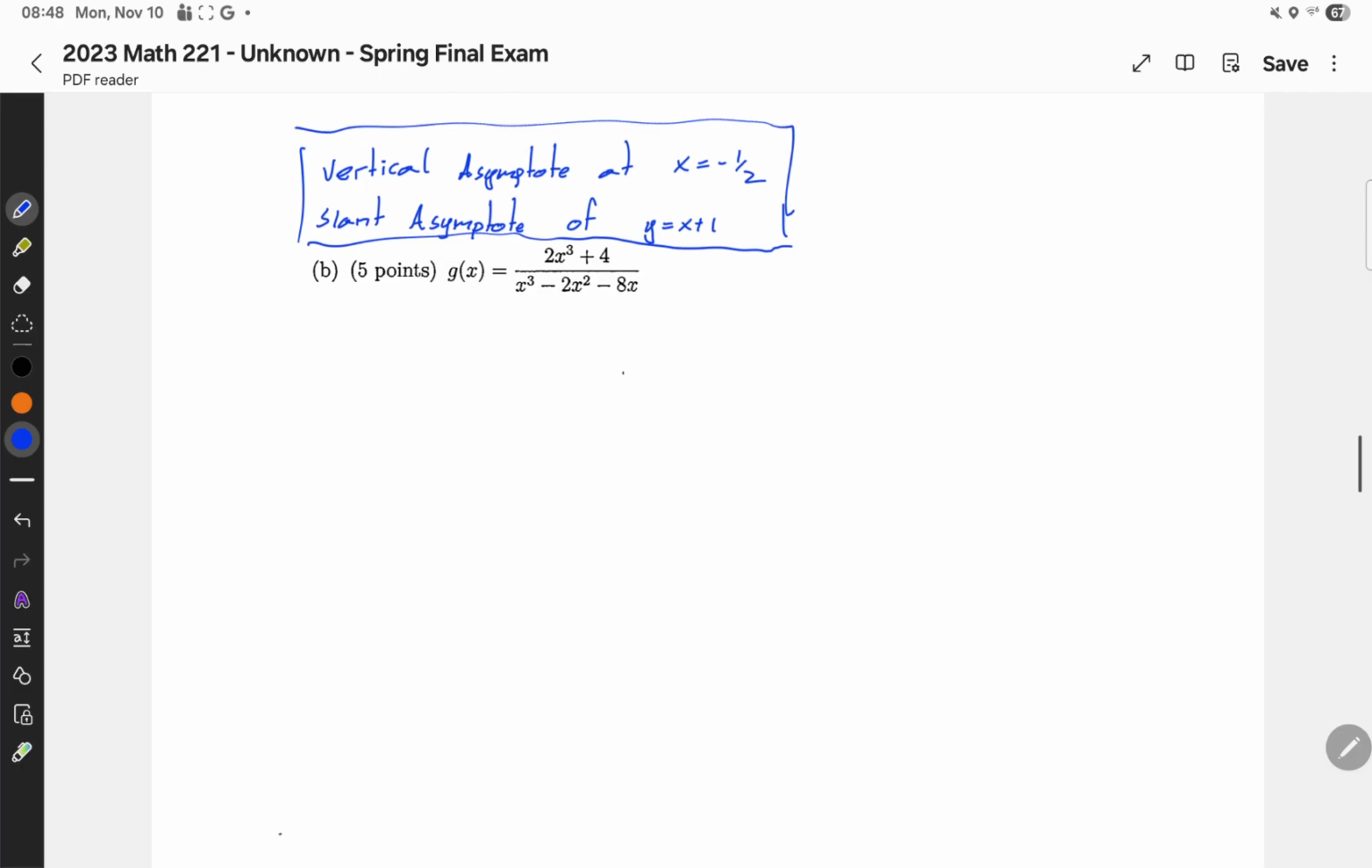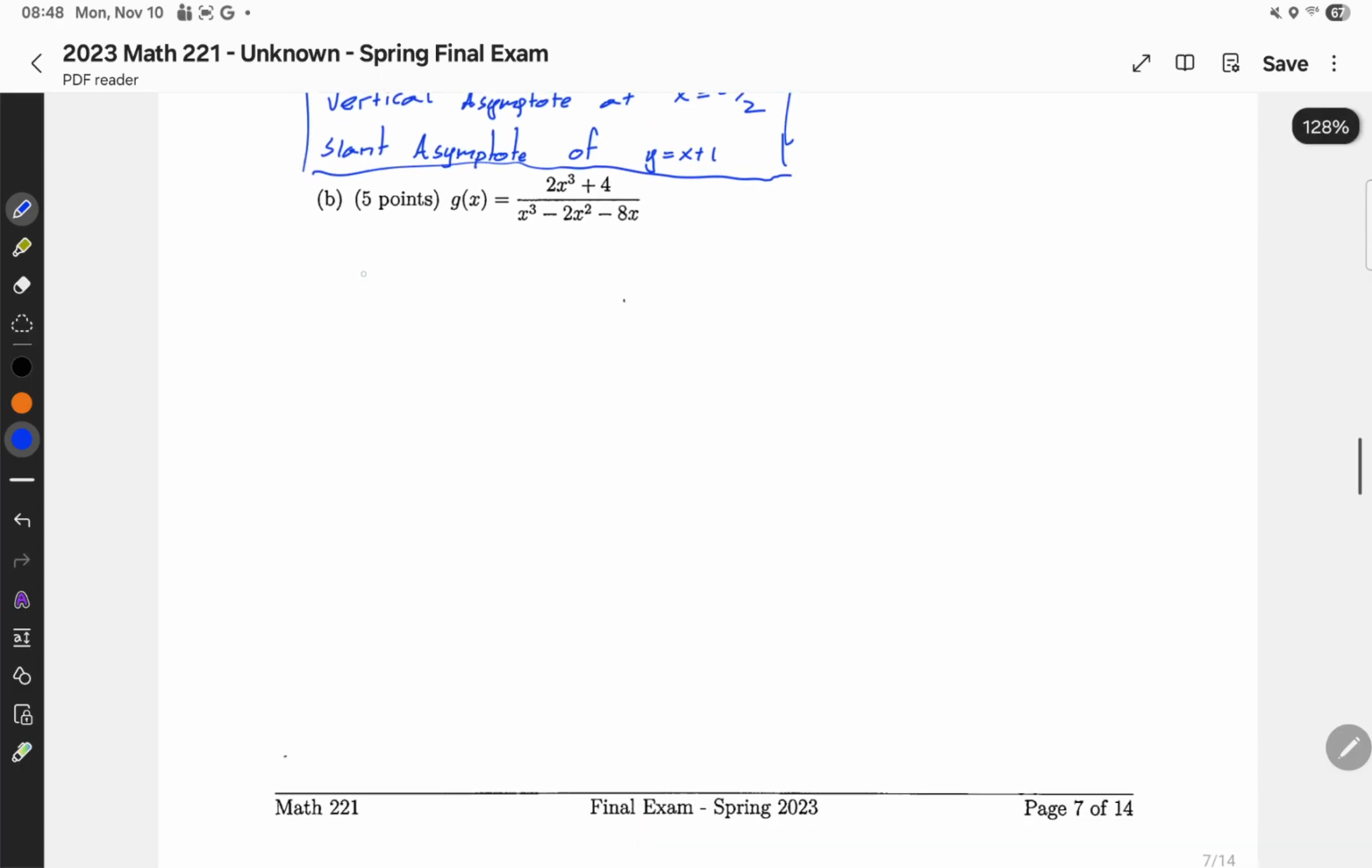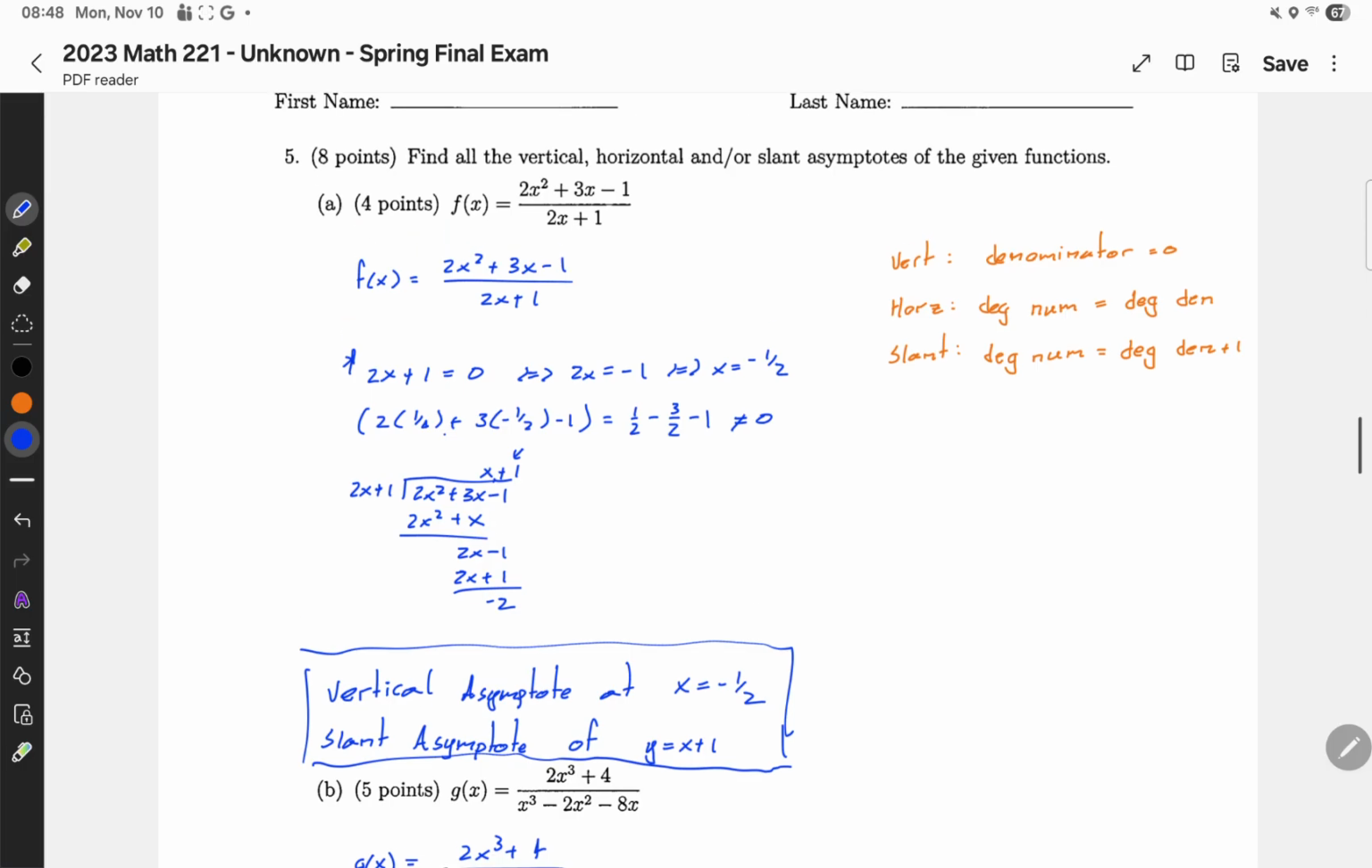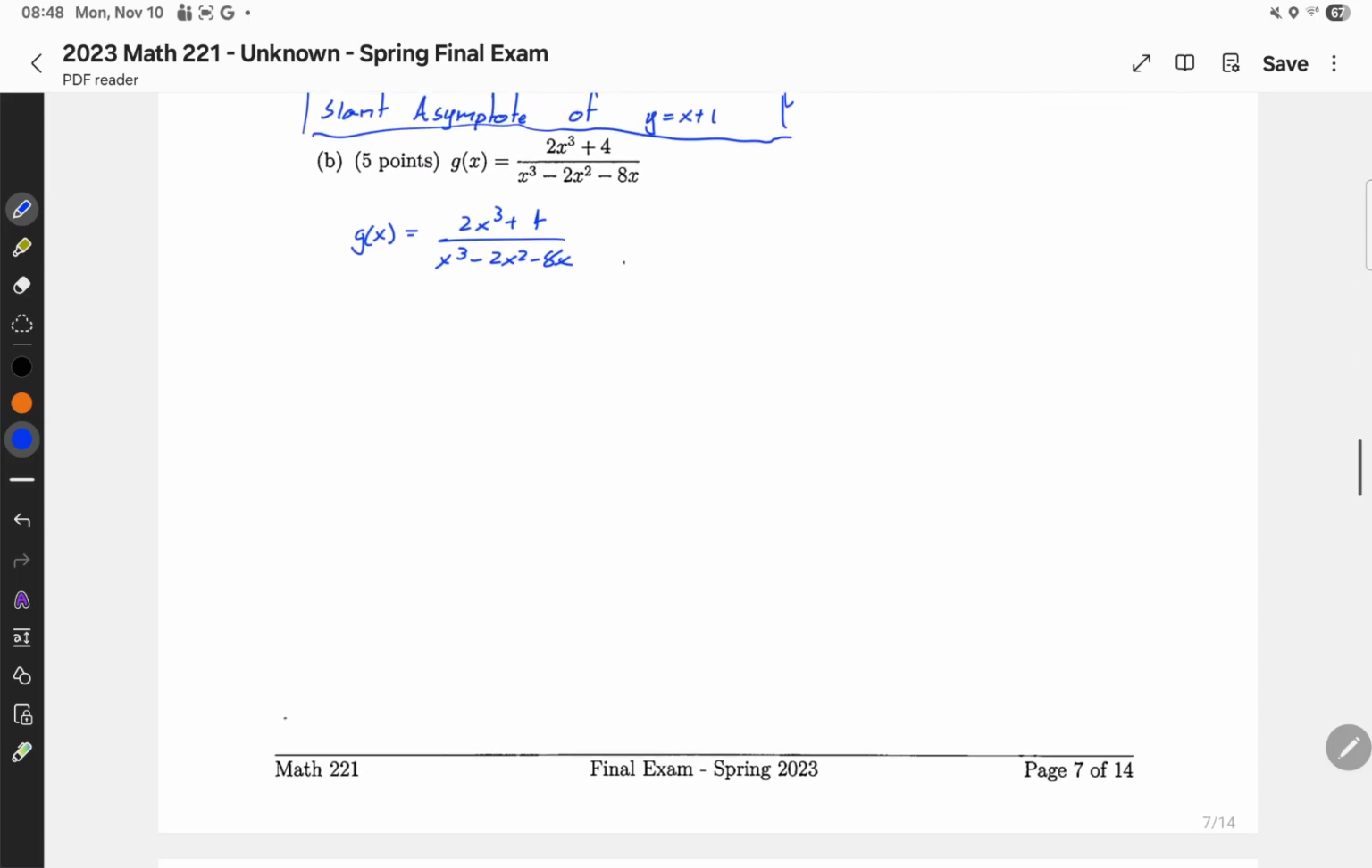All right. So next problem, part B, we have g of x equal to 2x cubed plus 4 over x cubed minus 2x squared minus 8x. So just remembering these rules from up here, right? We want to first check for vertical asymptotes with the denominator being equal to 0. So x cubed minus 2x squared minus 8x. Let's go ahead and factor this. I'll set it equal to 0 now. So factoring, first thing we can do, we can pull an x from all these, and we get x squared minus 2x minus 8.